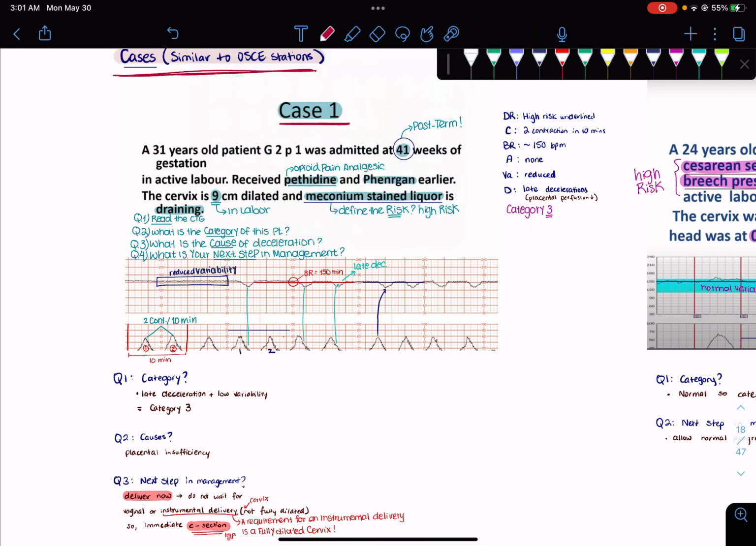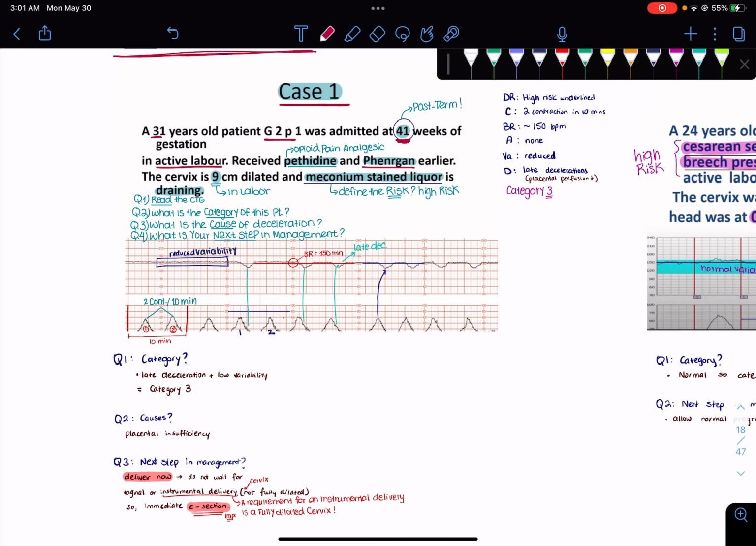We have a 31 years old patient, gravida 2, para 1, was admitted at 41 weeks of gestation. This is post-term, صح ولا لا? She is in active labor. She received pethidine, which is an analgesic, an opioid, and Finagran earlier. The cervix is 9 centimeter dilated, so she's in labor, and she has meconium stained liquor.